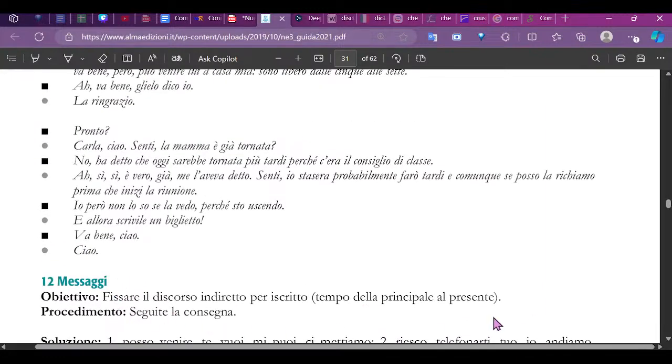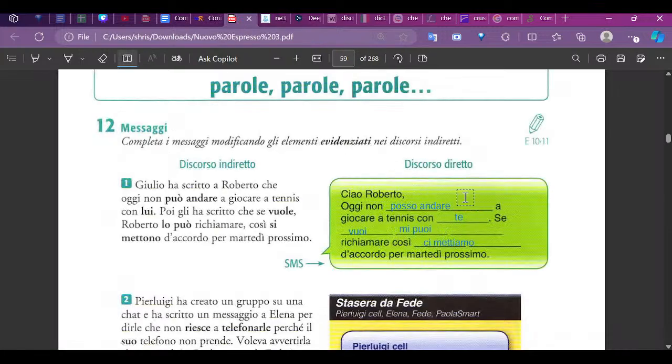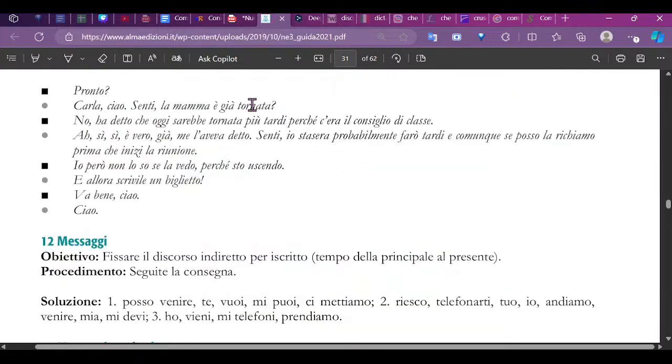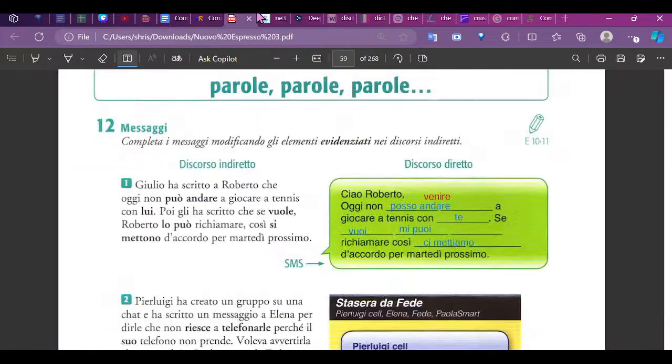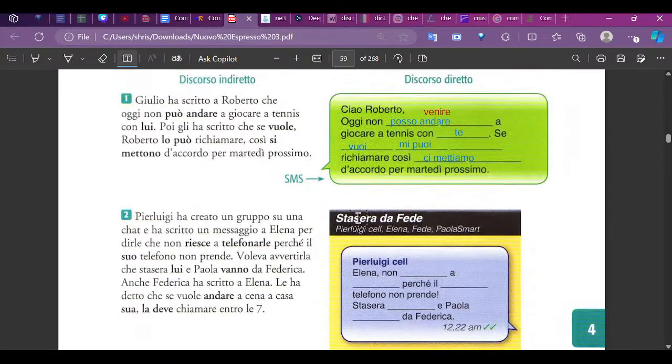Posso venire se vuoi. Posso. Ok. Andare always changes then to venire. Con te vuoi. Mi puoi. Ci mettiamo. Oh, that was right. Ok. And then this one here.